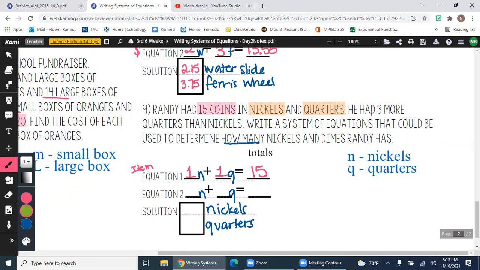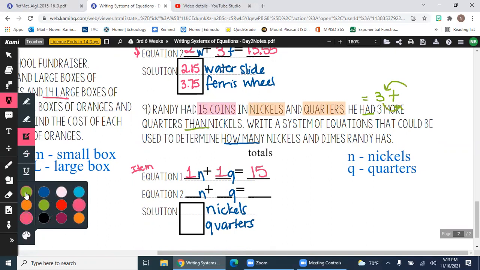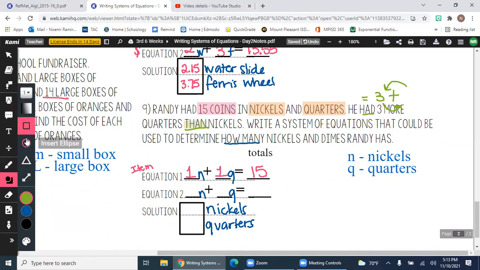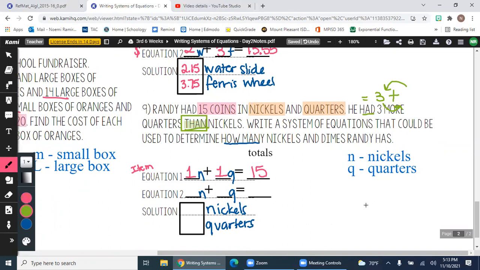It says he had. Had means equals 3. More means plus. There isn't that keyword than, so that means I'm going to flip or turn around. I'm going to highlight it. I'm going to box it. It's just that important. Okay. Now I'm going to go ahead and take this part of my equation out first before I continue. Whatever I put here, bring it to the front. Whatever I put here, bring it to the back.